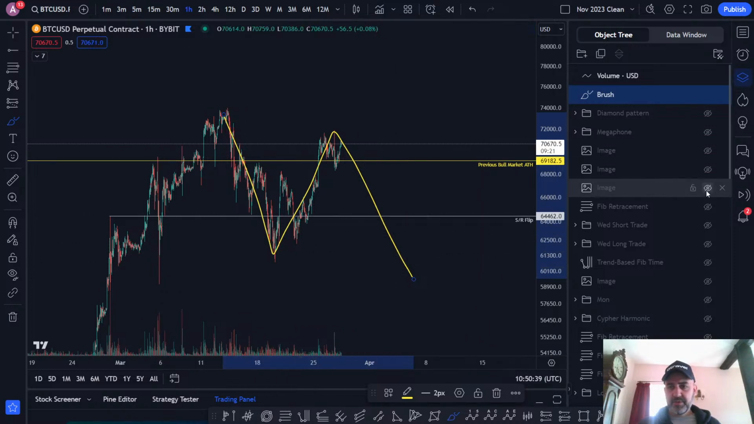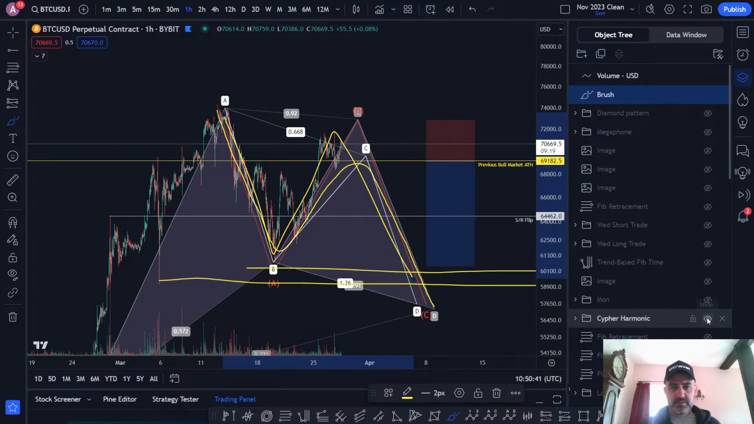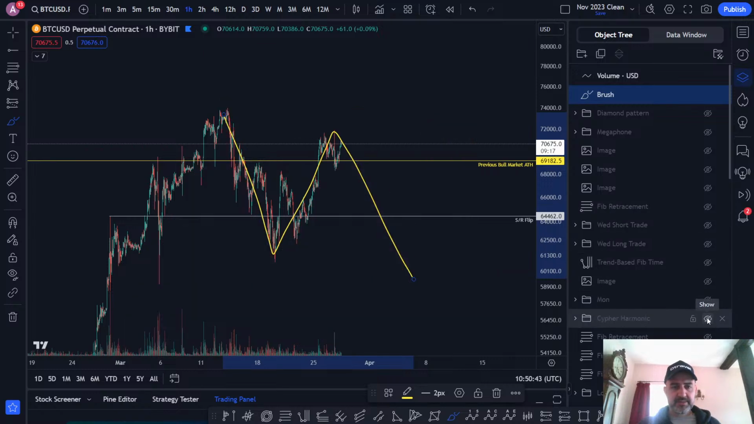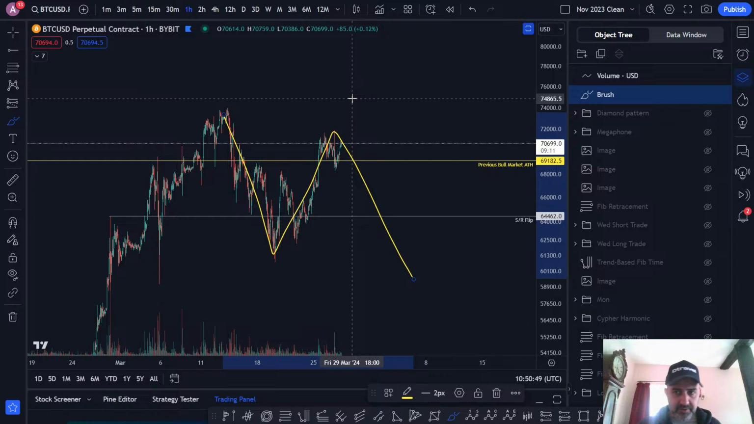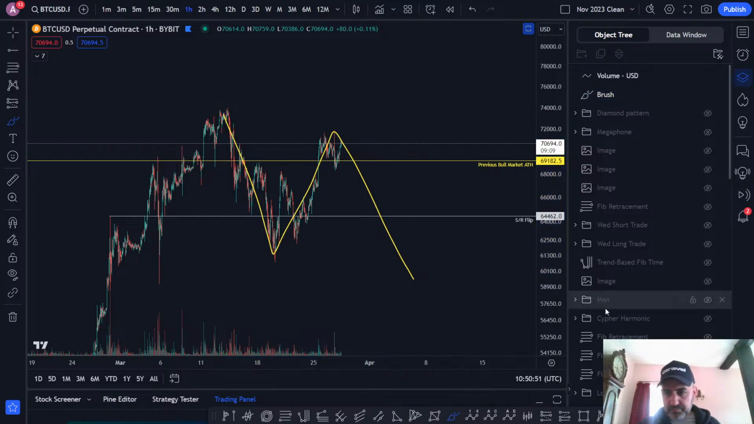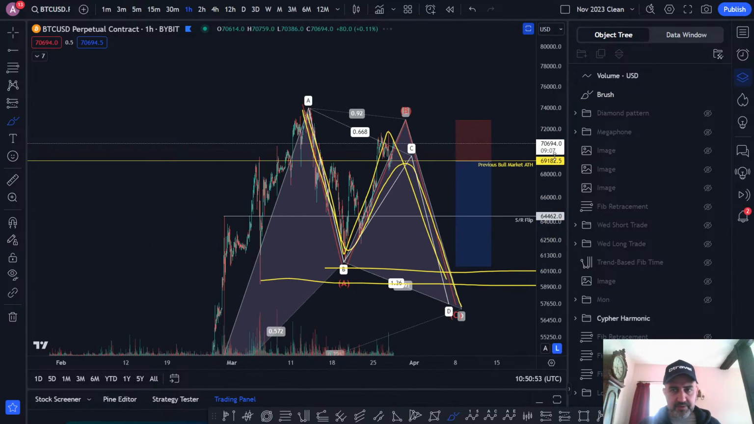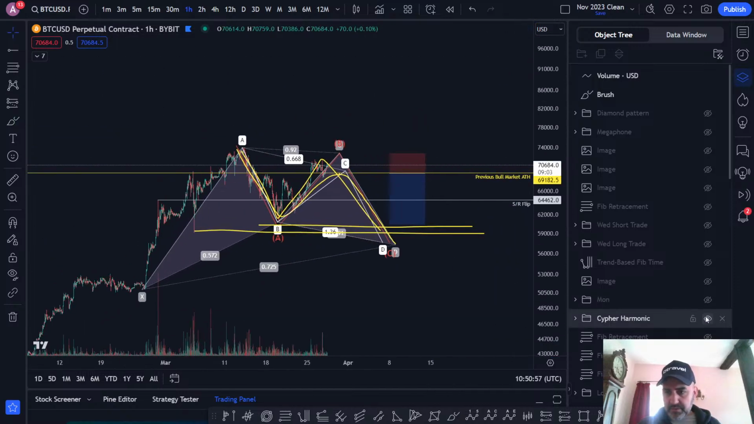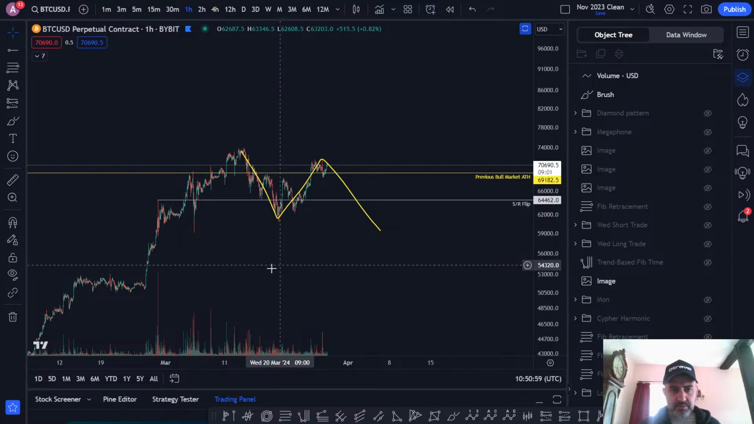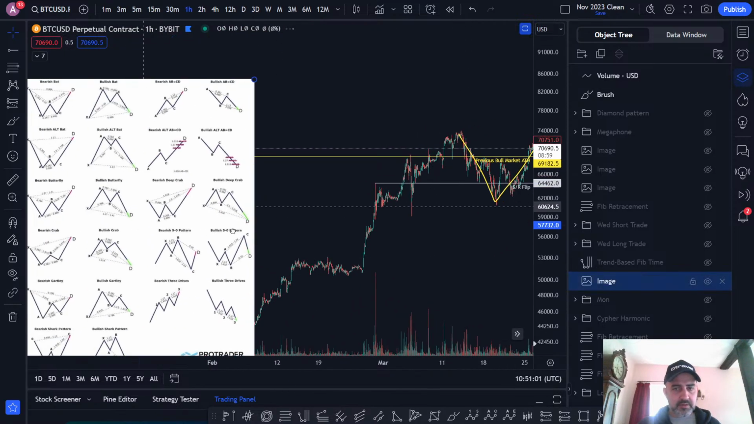I had this harmonic, but now I'm looking at something slightly different. A different harmonic. Let me have a look at that. Not this cipher. Where's that image? It's not here, is it? That's the image. Okay, that's my images.